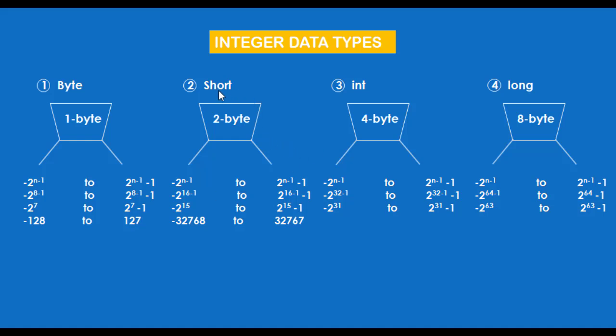And if we are using short data type, then we can use minus 2 power 16 minus 1 to 2 power 16 minus 1, minus 1, and the result is minus 32768 to 32767. And if we are using int and long, then we can find the value between this range, and for long also we can find the value between this range. So this is the way how we can use different types of integer data type in programming language.